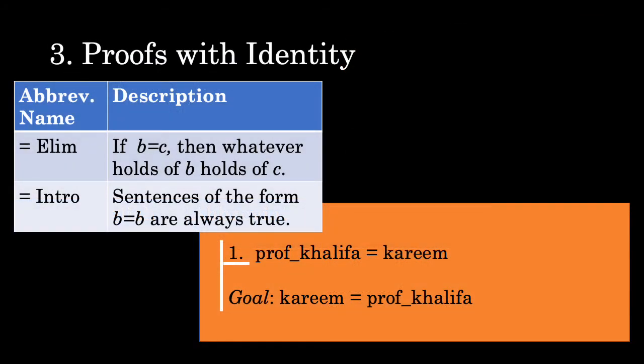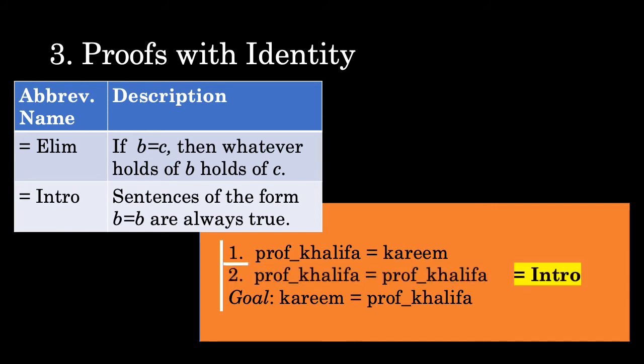Suppose we're given the premise that Prof. Khalifa is identical to Kareem, and we want to prove that Kareem is then identical to Prof. Khalifa. This may seem obvious, but remember I told you that in logic we have cranky referees. Right? So if you look, we have no rule that just allows us to reverse the equal sign, even though we know that it's a symmetric relation. Right, so how do we do this? We use a 1-2 punch. We use identity introduction followed by identity elimination. Let me talk you through this 1-2 punch.